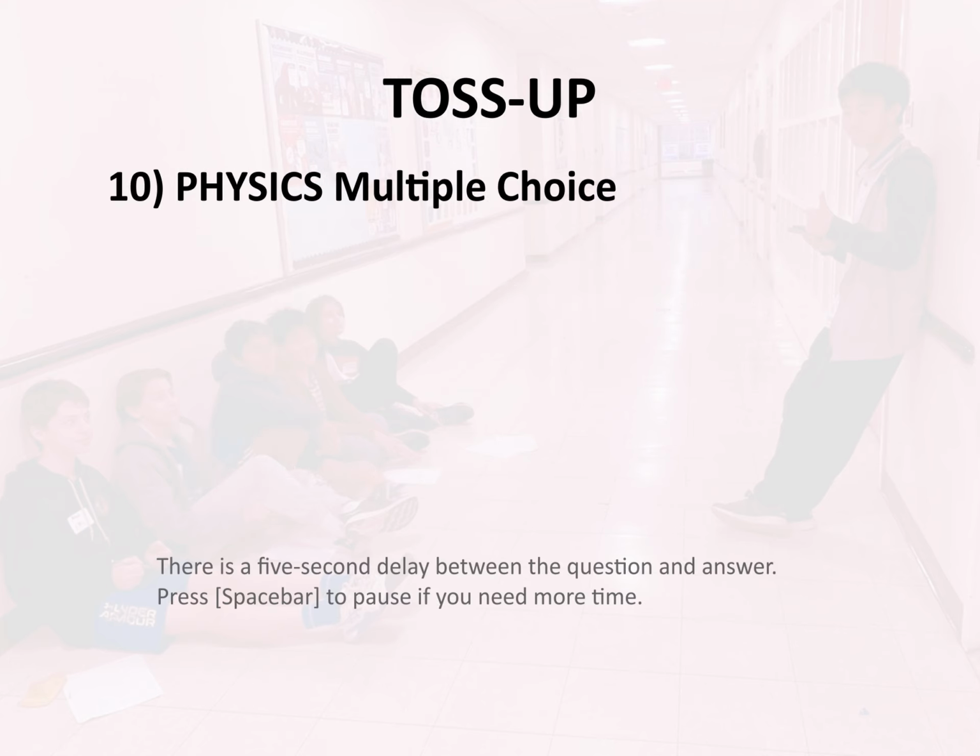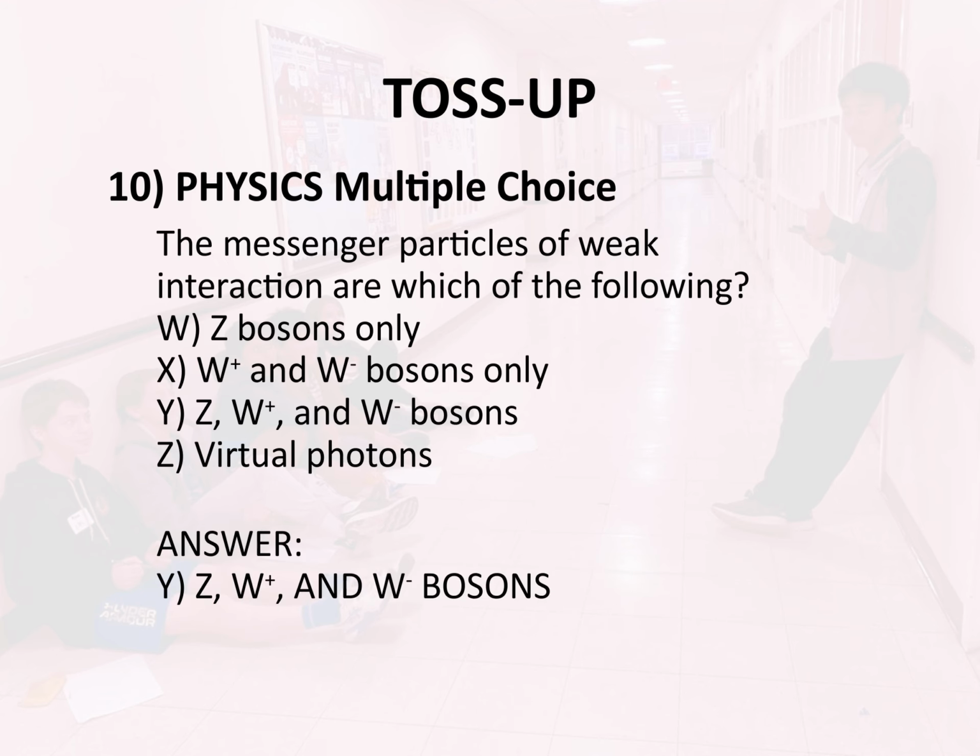Toss-up 10. Physics. Multiple choice. The messenger particles of weak interaction are which of the following? W. Z bosons only. X. W plus and W minus bosons only. Y. Z, W plus, and W minus bosons. Z. Virtual photons. Answer. Y. Z, W plus, and W minus bosons.